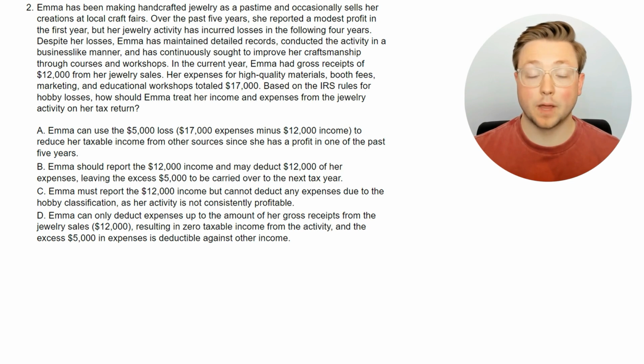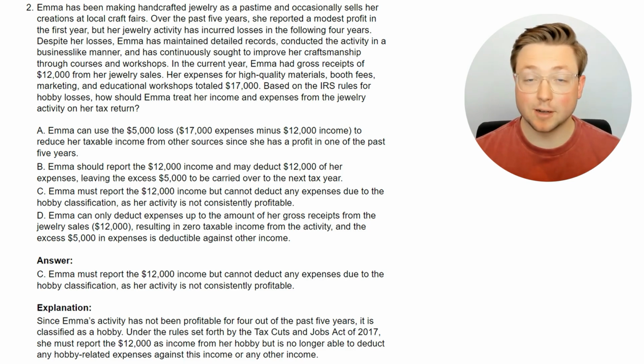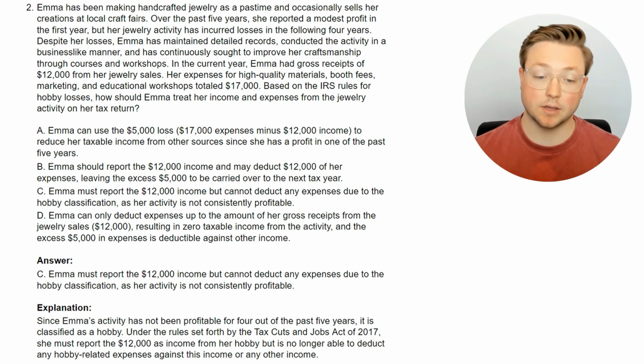on her tax return? All right, we learned how this works in the previous question. So pause the video, think through it, and once you've gotten your answer, go ahead and come back and we will look at the answer. Okay, and the answer is that she must report the income, but she doesn't get to deduct any of the expenses, again, because it's classified as a hobby.